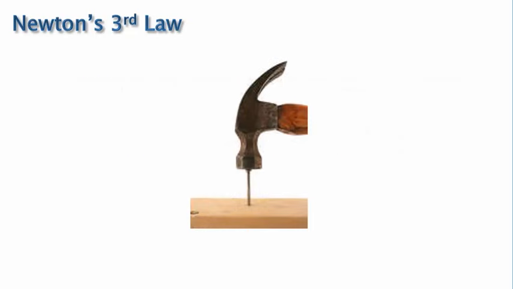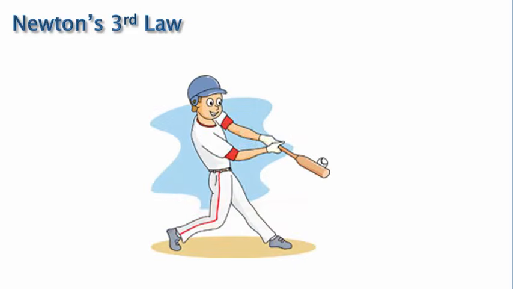A hammer hits a nail. The force that the hammer applies to the nail is equal in magnitude and opposite in direction to the force that the nail applies to the hammer. Here's another example. A bat hits a ball. It doesn't matter if one object is initially moving faster than the other object. The force that the bat applies to the ball is equal in magnitude and opposite in direction to the force that the ball applies to the bat.